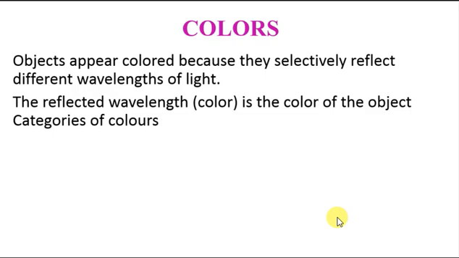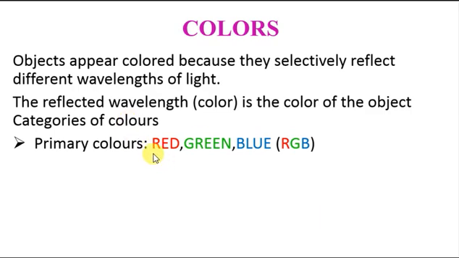Now we have categories of colors. Some of them we call primary, others secondary. The primary colors include red, green, and blue, or RGB. Why are they called primary? These are the foundations of all other colors. They come from these three colors: red, green, and blue. When we combine all of them, they should give us white.